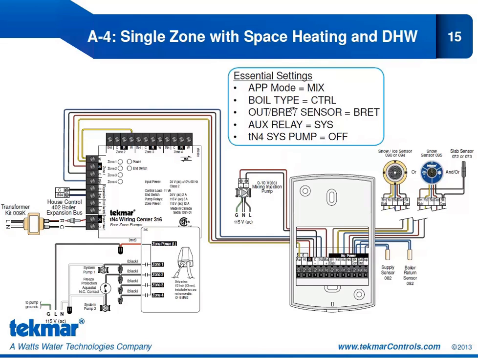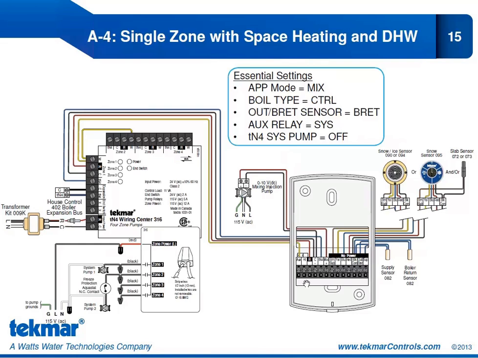Essential settings in this case: our application mode is mix. We are operating a mixing device. Our boil type is control. So since we are connecting to a house control, it is the house control that is operating that boiler. Our out and boiler return sensor terminal has been configured for boiler return, so we can do that boiler protection. The auxiliary relay is set to system, so we can operate the system pump.